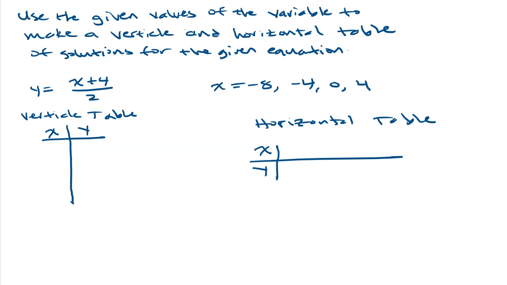Okay, so for this one, we want to use the given values of the variable to make a vertical and horizontal table of solutions for the given equation. Okay, so basically this is the equation that we're given. Y is equal to x plus 4 divided by 2. And then we are given the x values. Okay, so we need to determine the vertical table as well as the horizontal table.